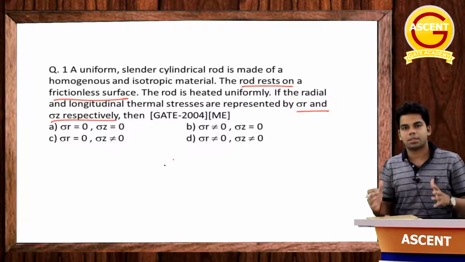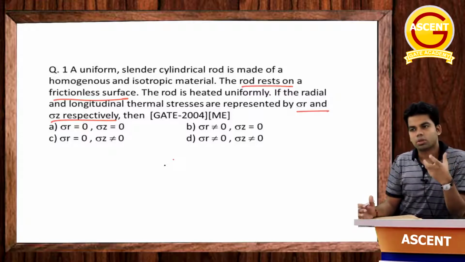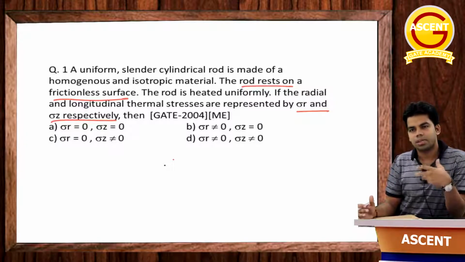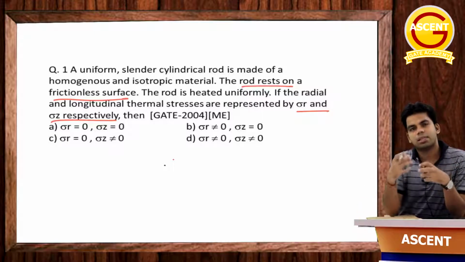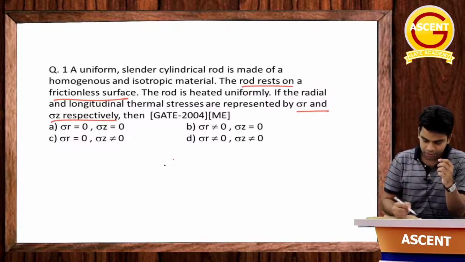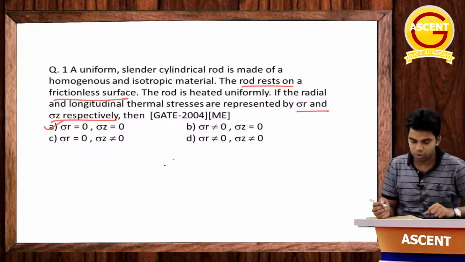obviously the thermal stress developed will be equal to 0, as I have already told you, because thermal stress is developed always when there is some resistance while expanding. If the temperature of some substance is changed, it will definitely expand, but if we are resisting that expansion, then the stress which is developed is called thermal stress. So if it is free to expand, obviously the thermal stress will be 0: sigma r is equal to 0 and sigma z is equal to 0.